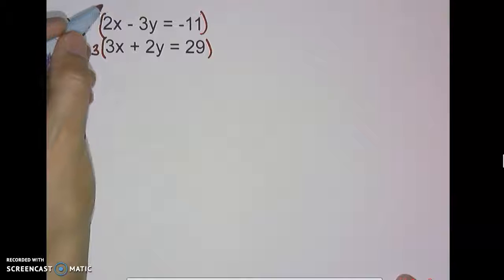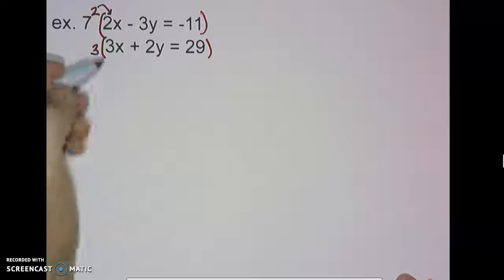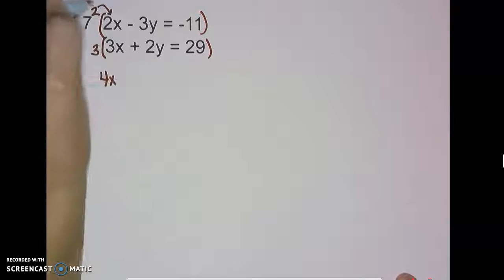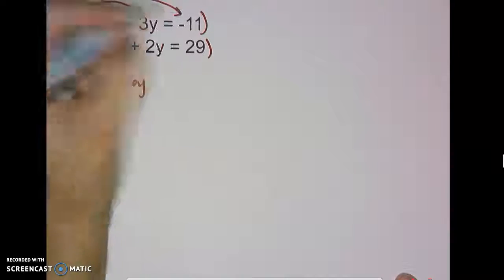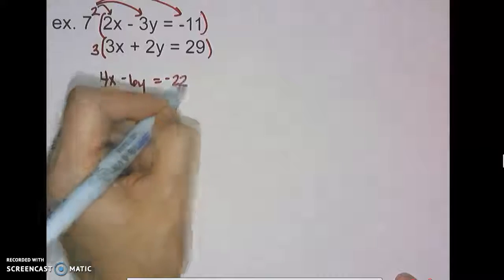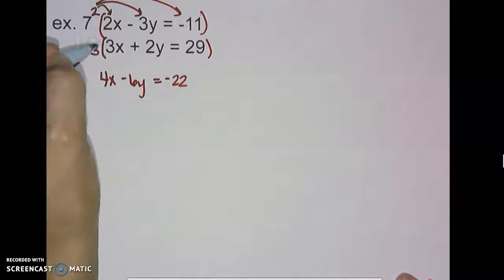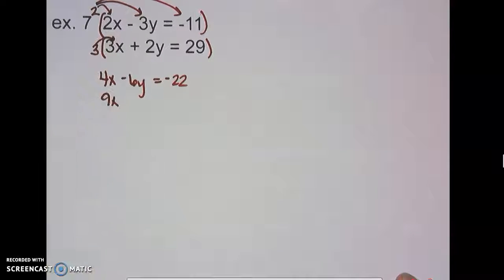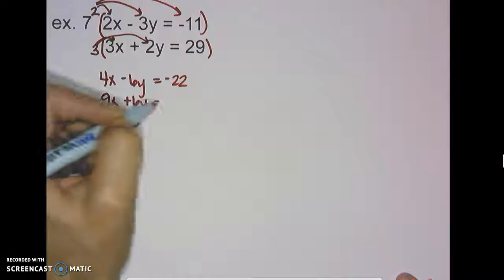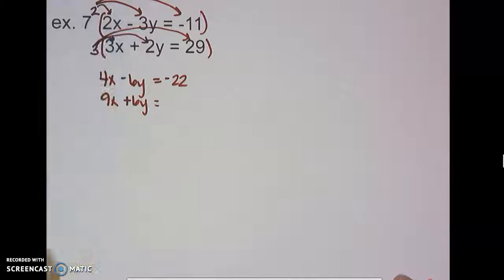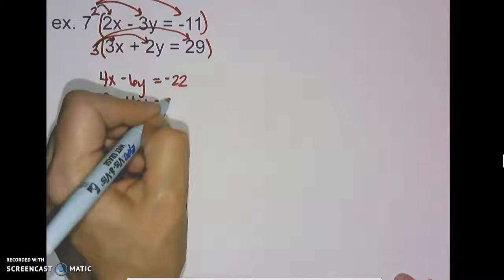So here we're going to distribute, and we would get 4x minus 6y equals negative 22. And for the second equation, we get 9x plus 6y equals 29 times 3 would give us 87.